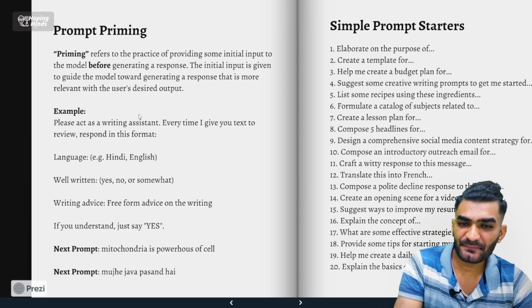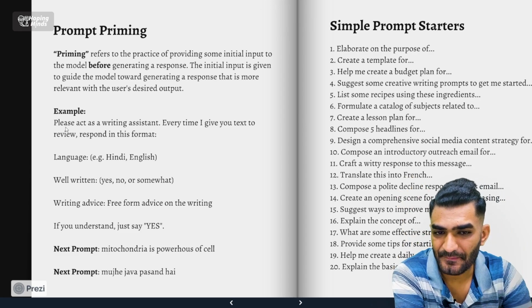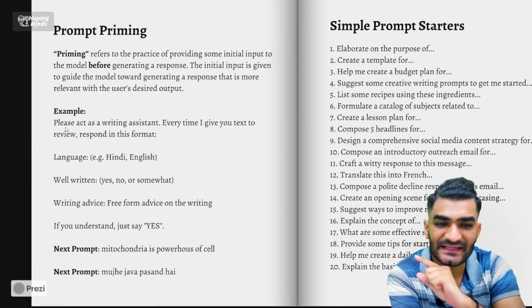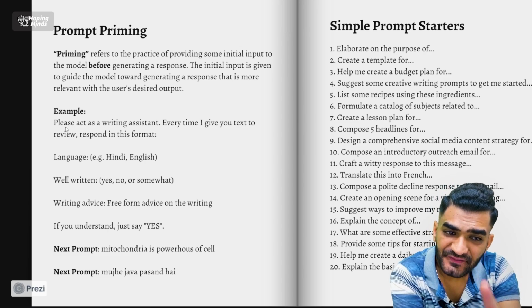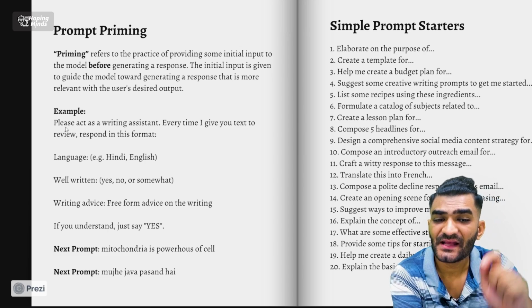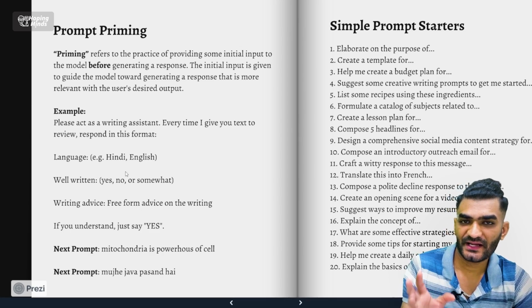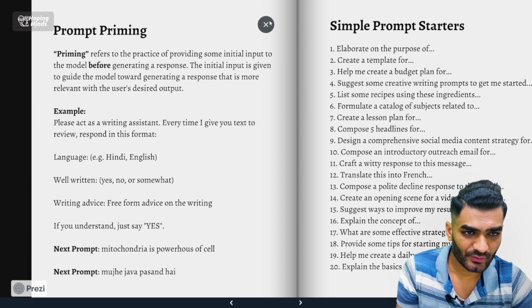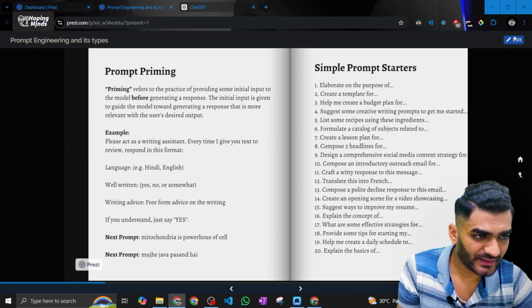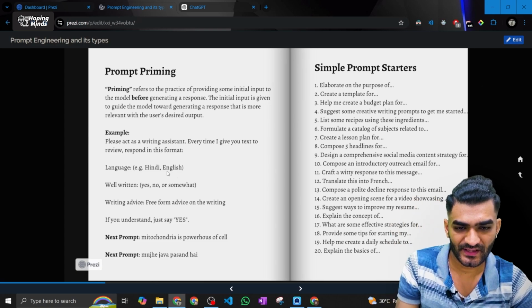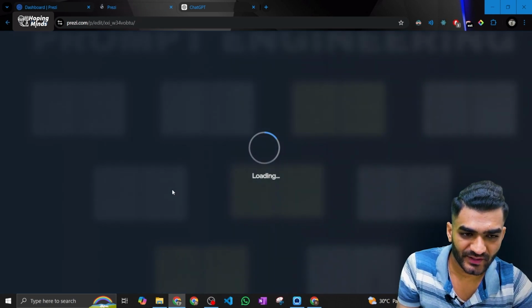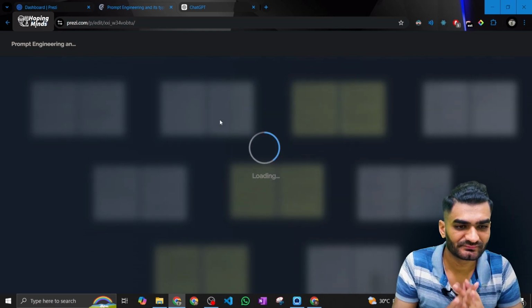For an example, so this is an example. Please act as a writing assistant, and every time I give you text to read, respond to me in this particular format. Okay, so let us now try doing it. Let us try with the same prompt.